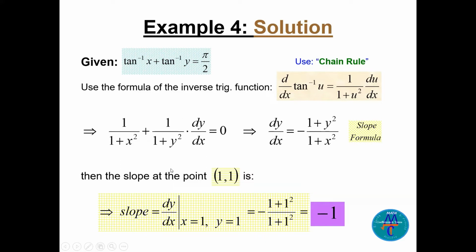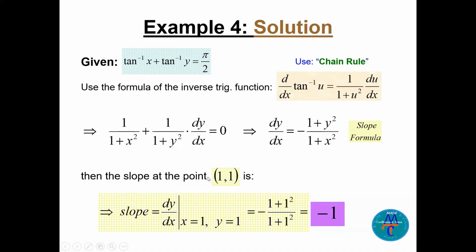Now, from this equation here, we have to solve for dy over dx. This is dy over dx. So we can remove this on the other side and rearrange it. You can try it yourself, please. Dy over dx will be minus the fraction 1 plus y squared divided by 1 plus x squared. This is the slope formula, dy over dx, which is y prime.